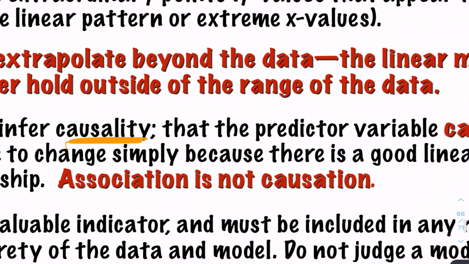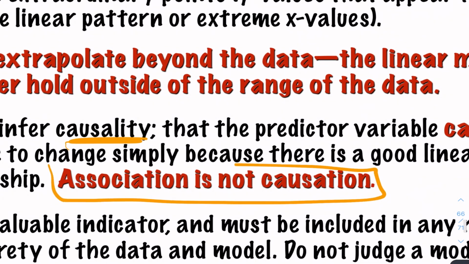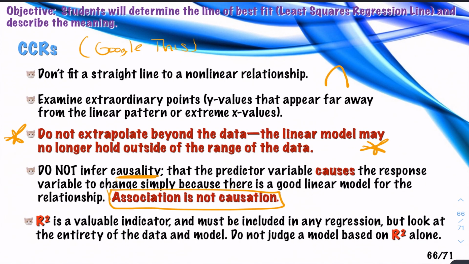I'm not trying to make you sick. I need you to know this. Just because we find an association or the r is very, very close to 1 does not mean that one causes the other. In order to determine causation, we need to have a controlled experiment, which most of the time we aren't in charge of. Also, R squared is a valuable indicator and must be included in any regression.